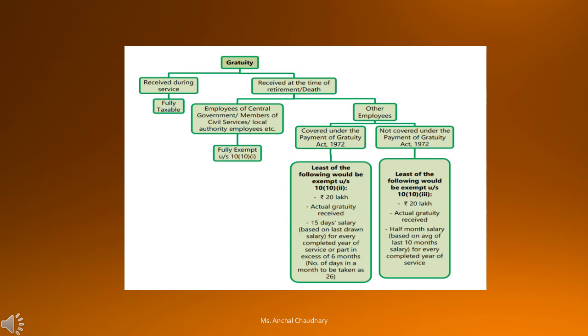If that other employee is not covered under the Payment of Gratuity Act, in that case, rupees 20 lakh, or actual gratuity received, or half month salary based on average of last 10 months salary. You have to find the least value, which is the minimum value out of these three. So this is how you have to calculate the gratuity.